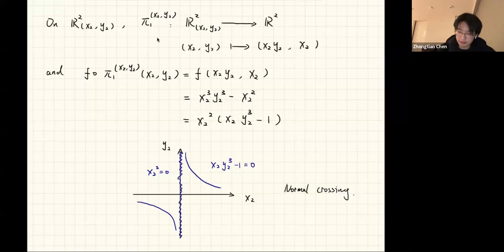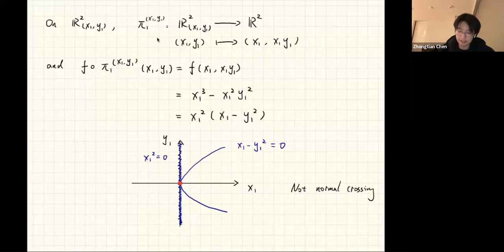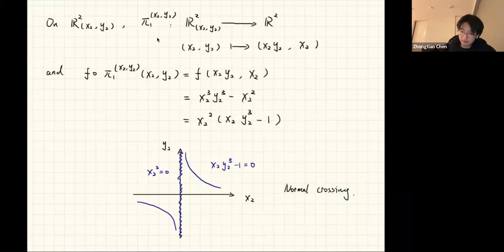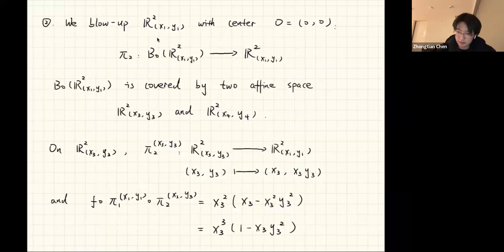So on this chart we're fine, but we have to deal with this part. Again, we apply another blow up at the origin. Then we do the same thing. We cover the blow up by 2 affine space, pi to R2, and on first R2, the projection is given by this map. This is a formula for projection.